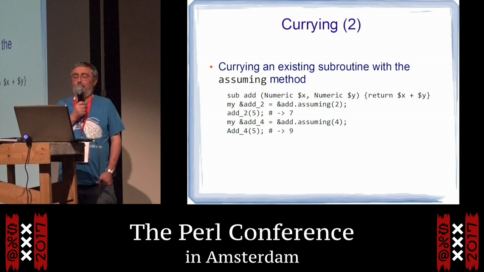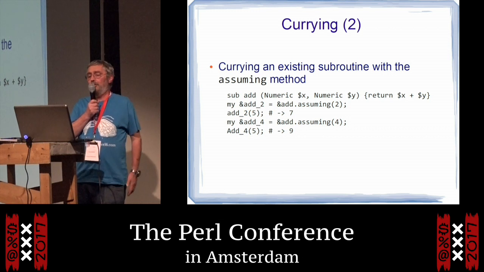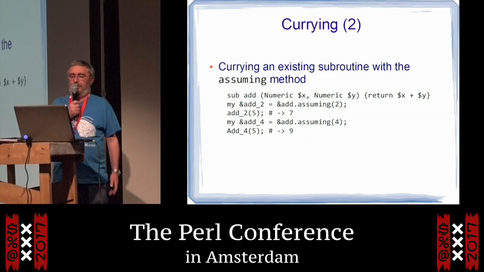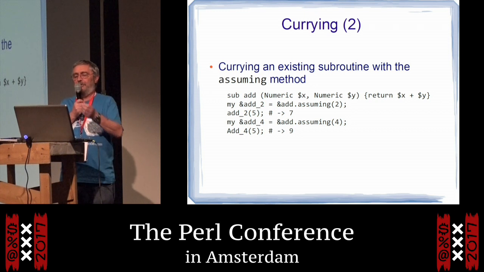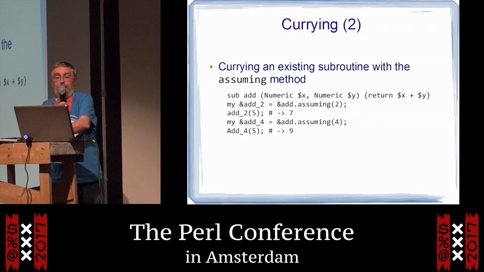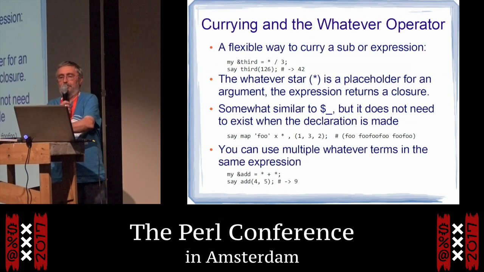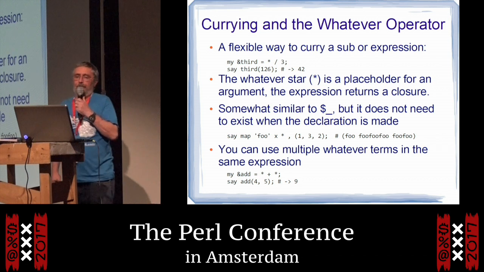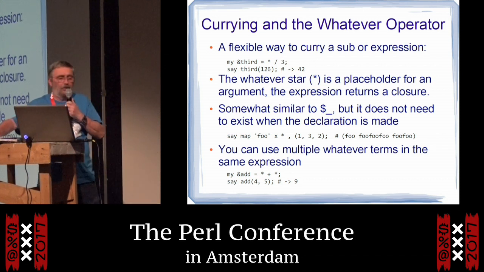And I say assuming 2. This method called assuming will tell Perl that add2 will be using two parameters, but one of the parameters is the one provided by assuming, and the other parameter will be the one that I will be passing to it. So if I do add2 with 5, I will get 7, because I get 5, and then I have 2, which was passed by the dot assuming method invocation, and that will work. And same thing here, I can add 4, and if I call it with 5, I get 9. Now you can also use another way of using the whatever operator.